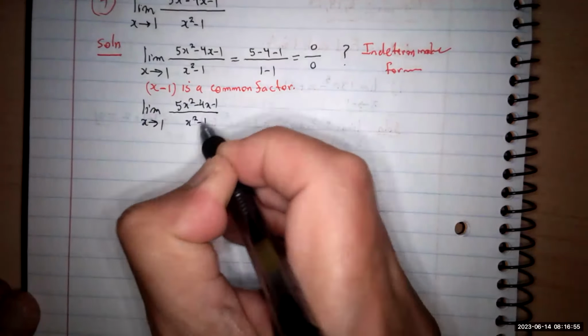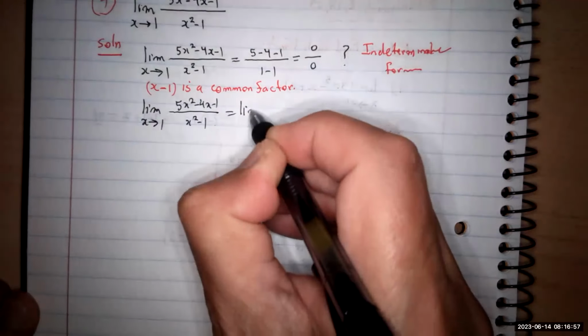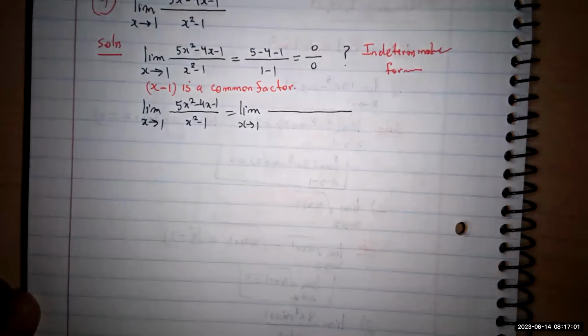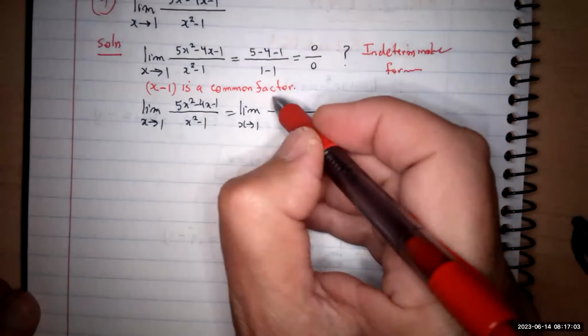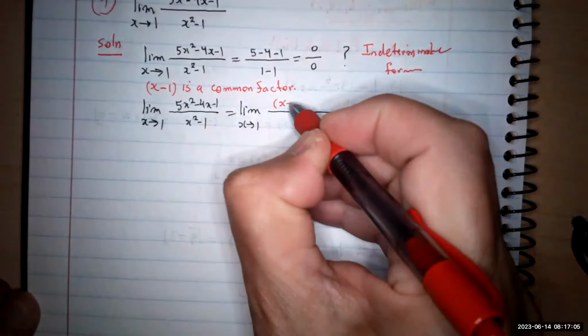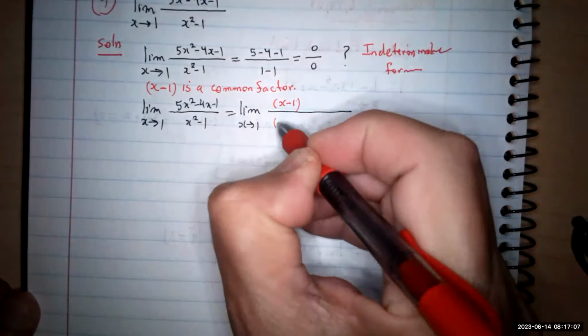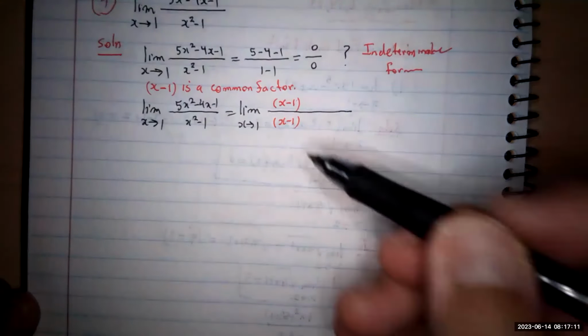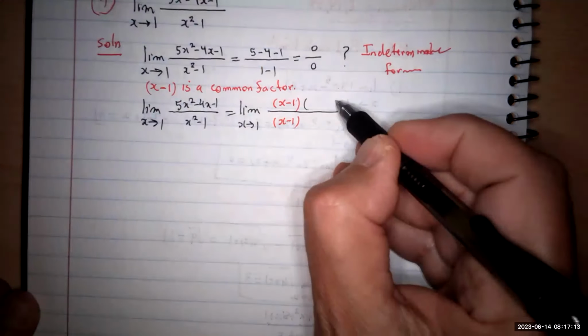x squared minus 1 is equal to the limit as x goes to 1. You want to factor it, but you already got one common factor. That common factor is x minus 1. So that's x minus 1, and that would be x minus 1. So we have to find the other factor.